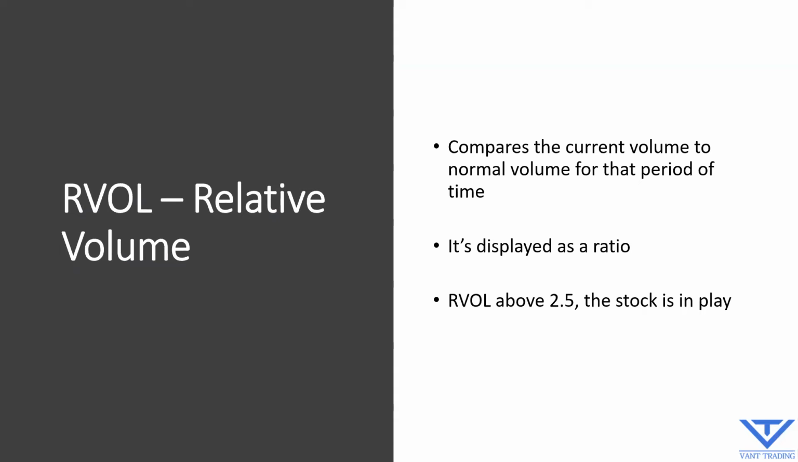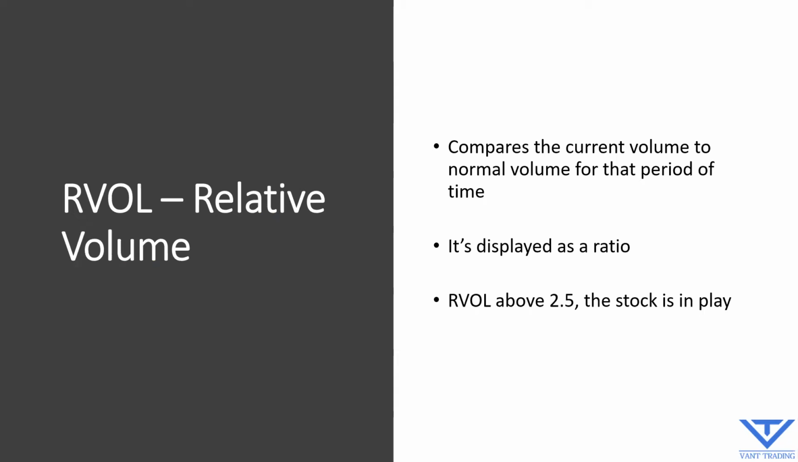Now, one of the measures that we use to measure volume in a stock is what's called RVOL. Relative volume, which is what RVOL is, compares the current volume that you're looking at to the normal volume for that period of time. So if you're looking at a 5-minute bar, RVOL is going to be based on what a typical 5-minute volume bar is for that stock. Or if you're looking at the day's RVOL, then for the time frame that you're looking at, it compares the volume you've experienced in this stock to what the average volume is. That's the RVOL, and it's displayed as a ratio.